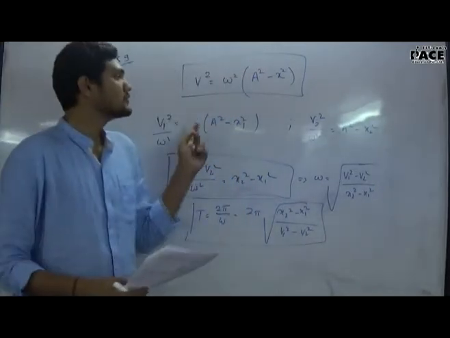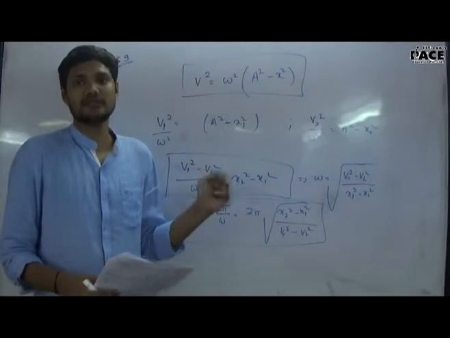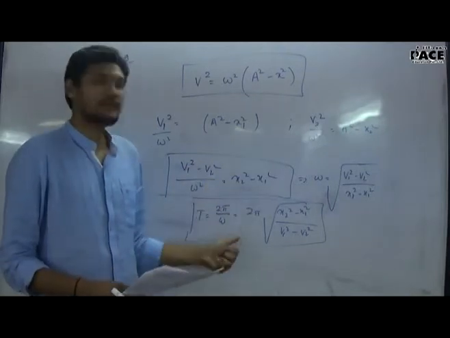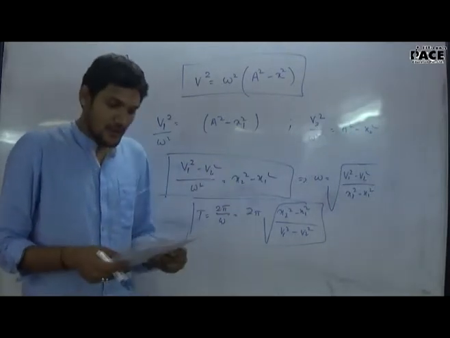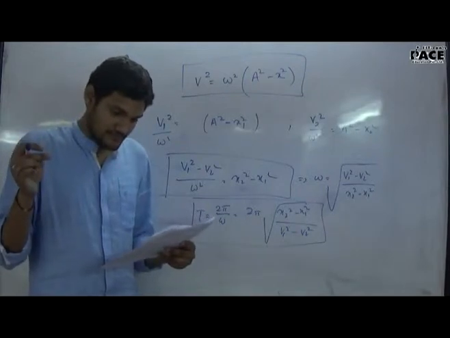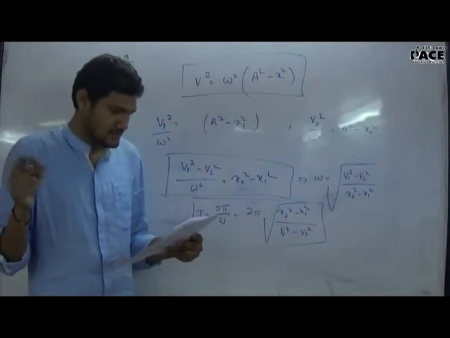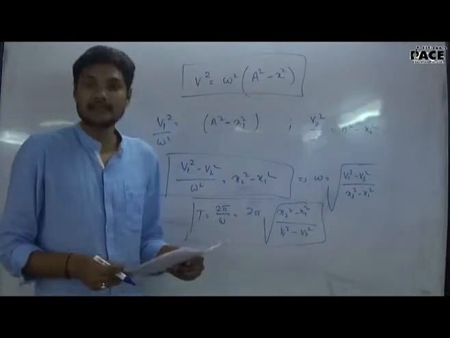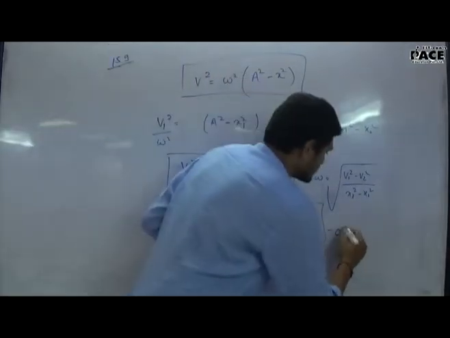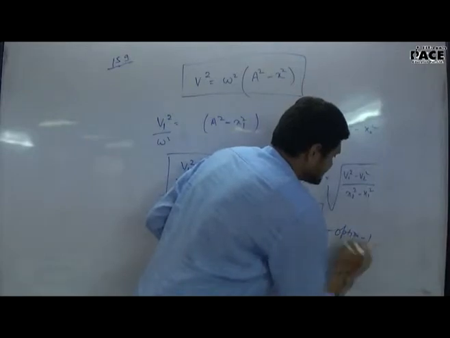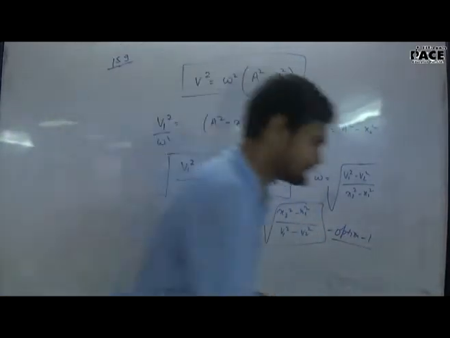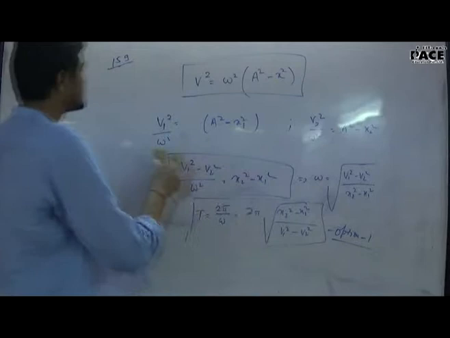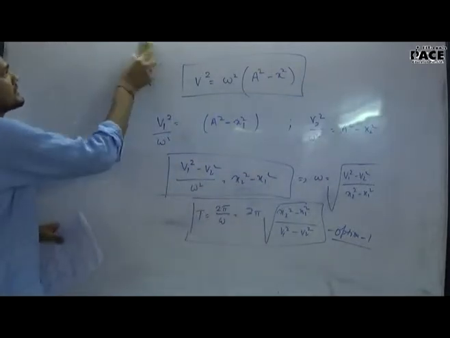If we know two sets of values of displacement and velocity, we can find the time period from this process, right? So the option with x2 square minus x1 square, option A, is correct. So this was question number 159. Now let's move on to question number 160.